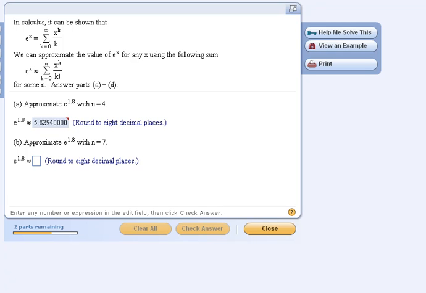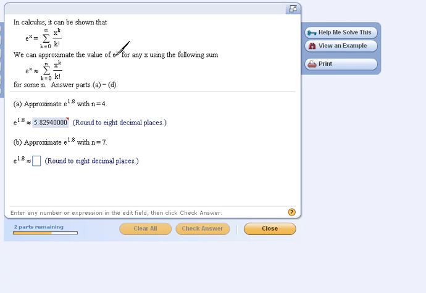Okay, I've had this question, and I thought it would be worthwhile going over at least part A so that you guys can see exactly what they're talking about here. It seems really confusing just because of this notation right here. But what they're saying is you can approximate the value of e to the x.